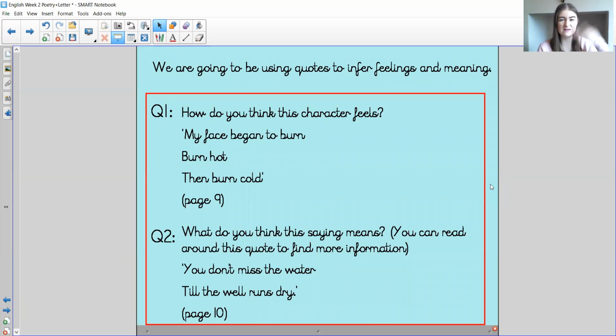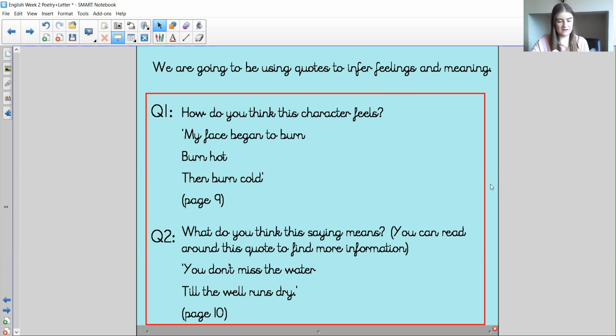So question 2, we're going to keep doing this. I'll show you the question, we'll talk it through, and then you answer it. So that's going to be the structure. What do you think this saying means? And you can read around the quote to find more information. So page 10. The quote itself says, "You don't miss the water till the well runs dry."